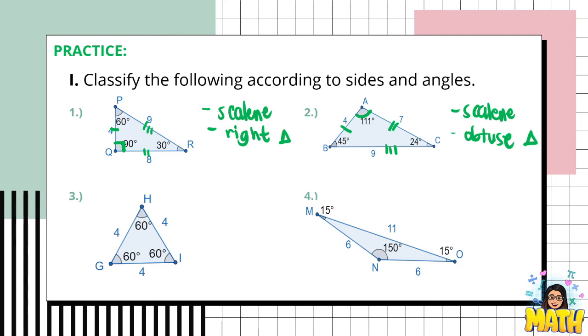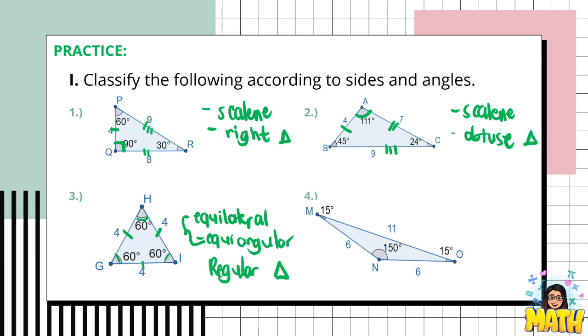For number 3, we have all sides that are equal to each other. This is equilateral. And at the same time, all of the angles are equal. So this is equiangular. And since it is both equilateral and equiangular, we can also classify this as regular triangle.